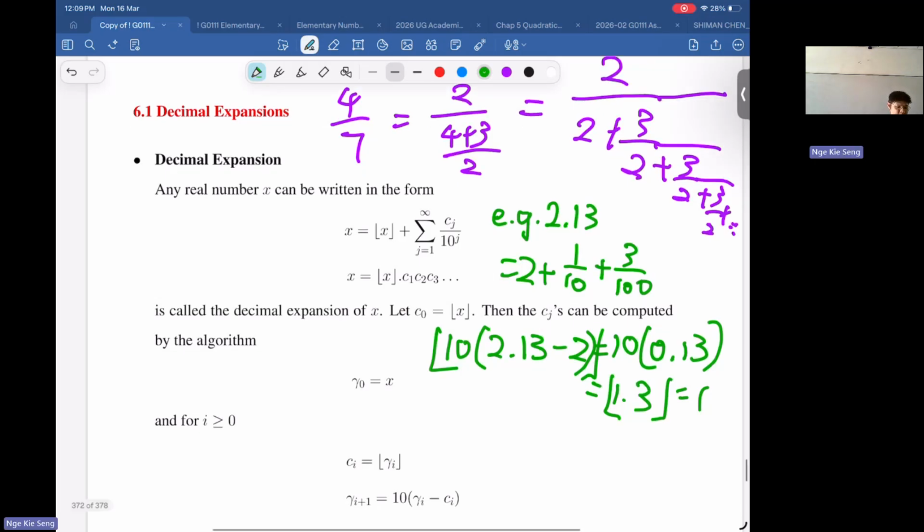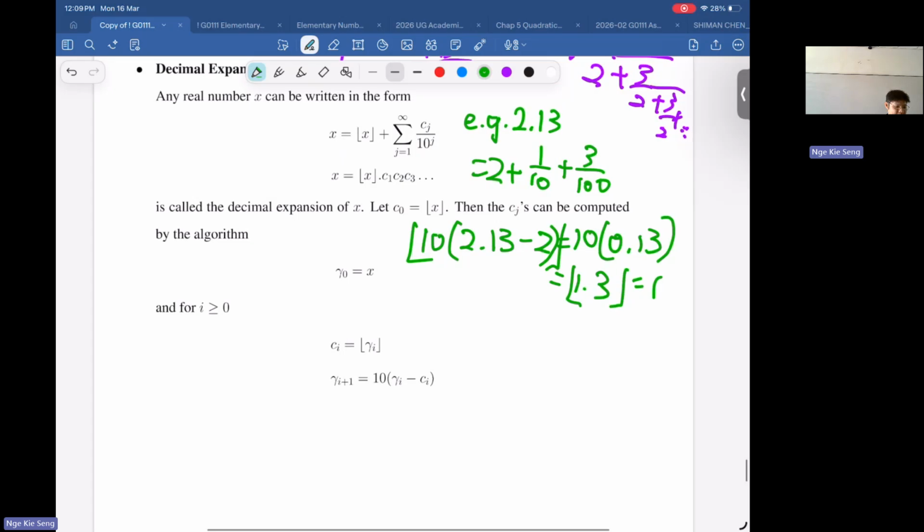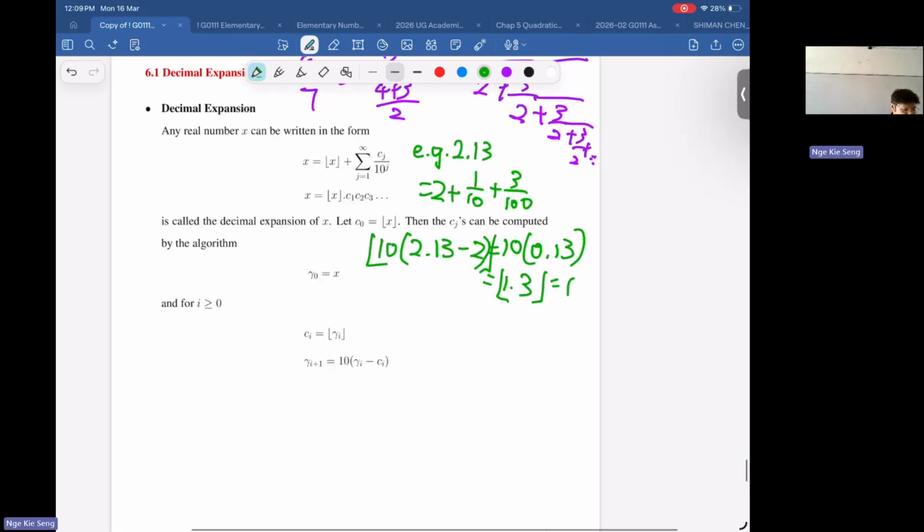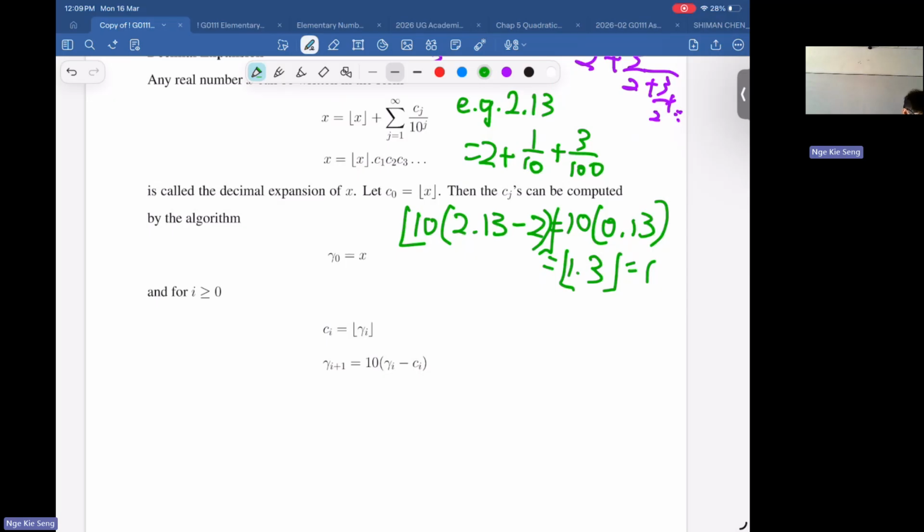Do the same game. So let's see what's the next game. You set y0 to be x, and then you computed your C1 already. Let me write down this process. I think we have to get this process right. So we will let C0 be the floor of x, and then how to get y1, gamma 1? Let this be this, and then we will find C1 to be the floor of gamma 1.